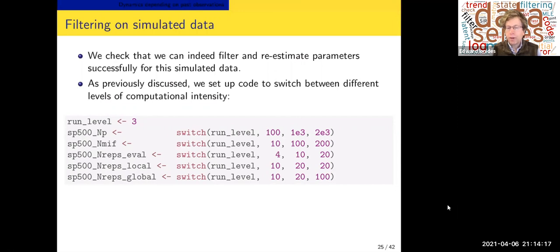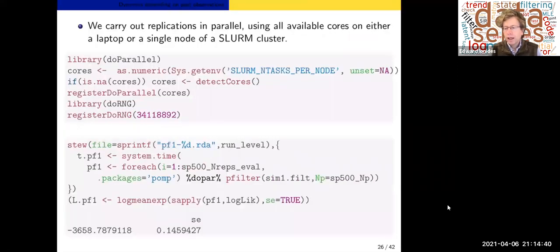And so, I haven't defined all these variables yet, but you can maybe see where we're going. We're going to do likelihood evaluation. We're going to do a local search. We're going to do a global search. And so we need to set up the sizes for all those things.